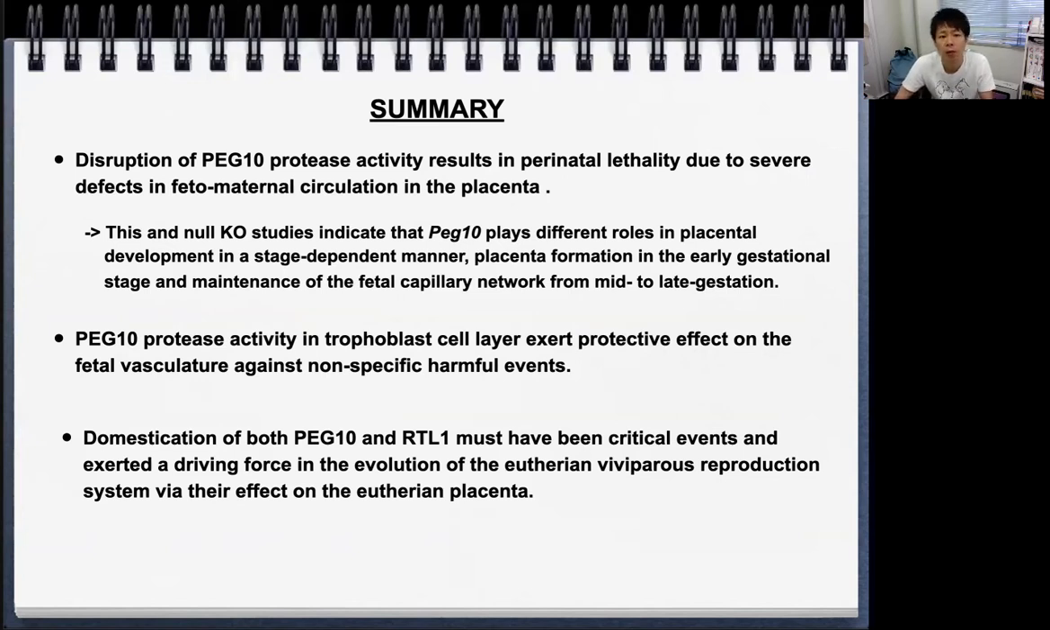Combined with the fact that RTL1 is also essential for the maintenance of the fetal capillaries, it is highly likely that domestication of both PEG10 and RTL1 must have been a critical event and exerted a driving force in the evolution of the Eutherian viviparous reproduction system. As PEG10 and RTL1 and the other family genes derived from the same retrovirus are expressed in many tissues other than placenta, we expect that these genes have contribution to the evolution and acquisition of various other cell-specific traits in a cooperative manner. So we think that the elucidation of those is a very interesting subject for the future.